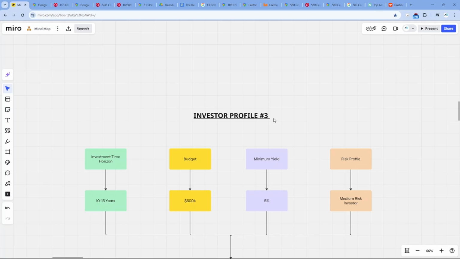Now, medium risk investor tells me you don't really know what you are. You don't know what type of investor you really are. Are you a long-term investor? Are you a short-term investor? You just want the best of both worlds. That's what you're trying to communicate to me.